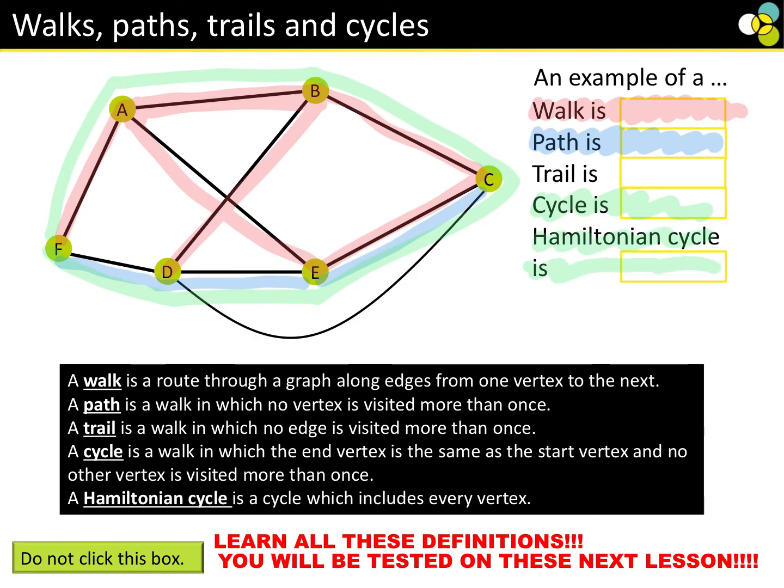But we can have a different type of cycle if we wanted to. So if I do a different type of cycle, my cycle could just be F, A, E, D, F. That's a cycle, but it's not Hamiltonian because in that one we didn't include B and C.